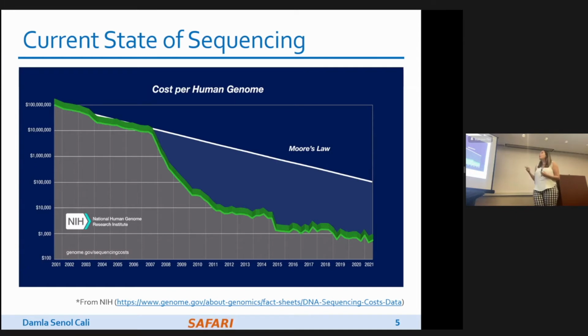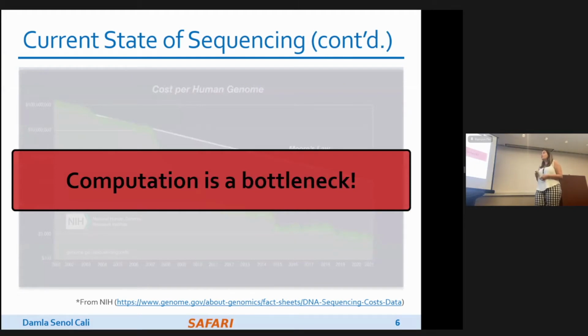As we know, the rate of producing genomics data is increasing and the cost is lowering, and it is exceeding the Moore's law we are observing, which means that computation is becoming a bottleneck. We cannot match the rate of compute analysis with the rate of generating the genomics data, which is a problem.